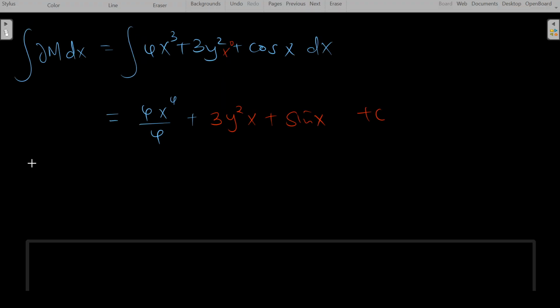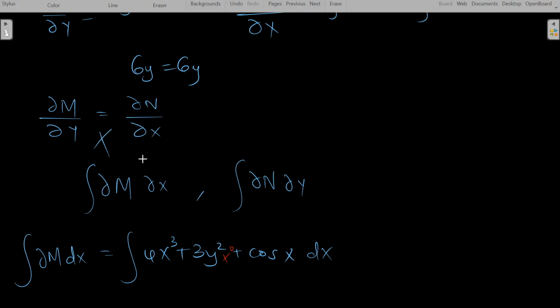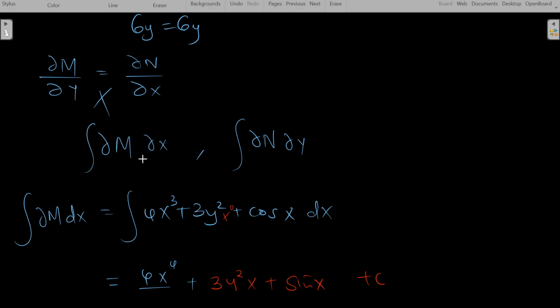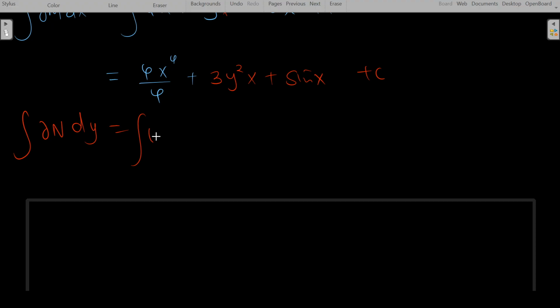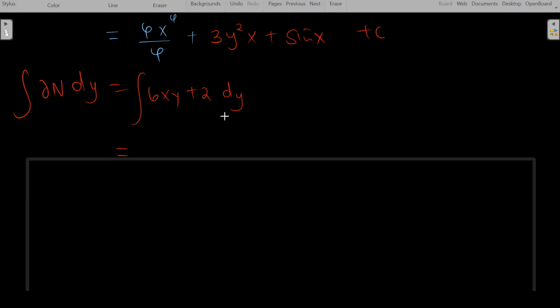Then let's perform the integral of delta N with respect to y. Now we're saying it's the integral of 6xy plus 2 dy. Now we are integrating these with respect to y. So where there's a y, we'll integrate that, but where there is an x, we won't. I will treat the x terms as a constant. From this point, with respect to y, we treat 6x as a constant.